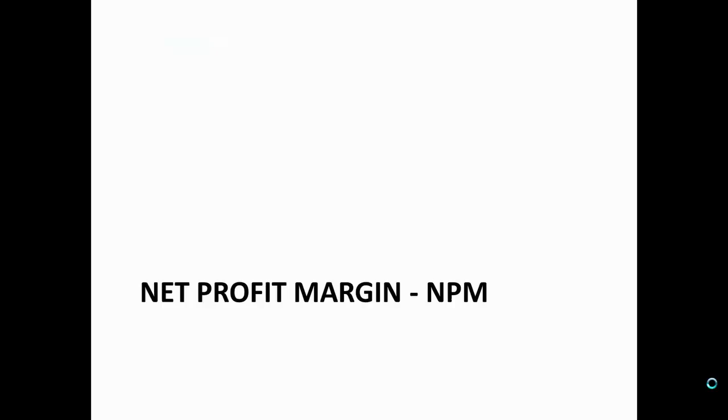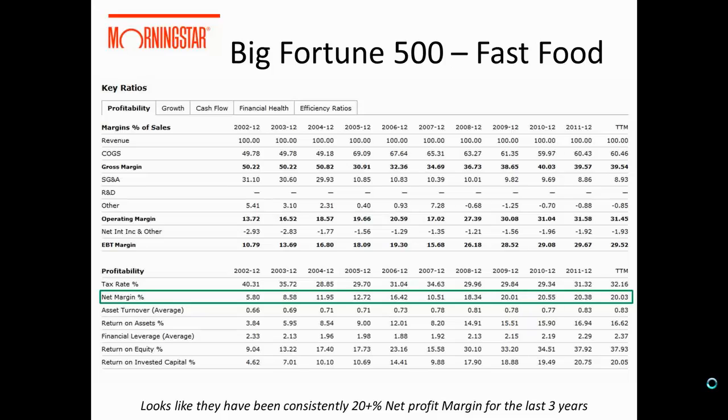Now let's go to net profit margin. Again, we're going to look at Morningstar, and I was going to mask who this was, but the big Fortune 500 fast food is in fact McDonald's. Under the key ratios profitability, I can see my net margin, and you can see it's varied quite a bit.